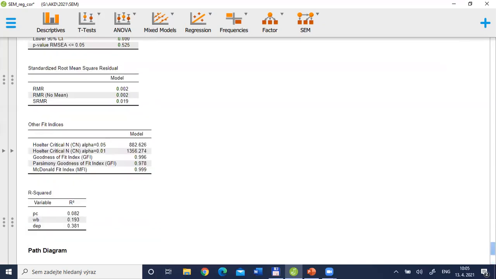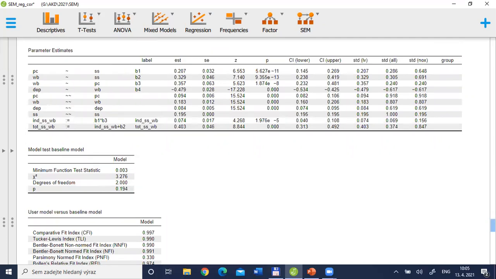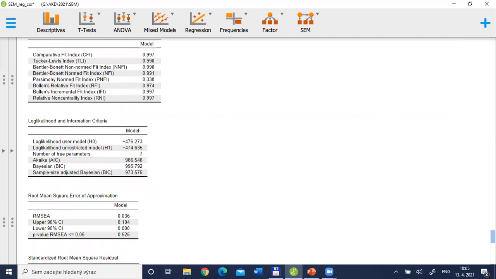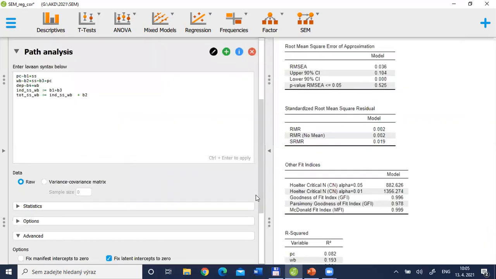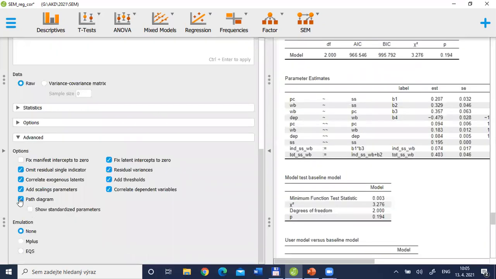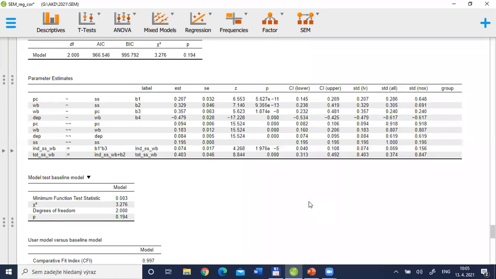So now we would go into computational details, in the table of parameter estimates, and also the table called R-squared. Maybe for simplicity, I would go once again into advanced options, and I would cancel the path diagram, not to have an unpleasant message about a mistake. And now we would go into computational details. First of all, here we have individual coefficients. So B1, B2, B3, B4, as we have defined previously.